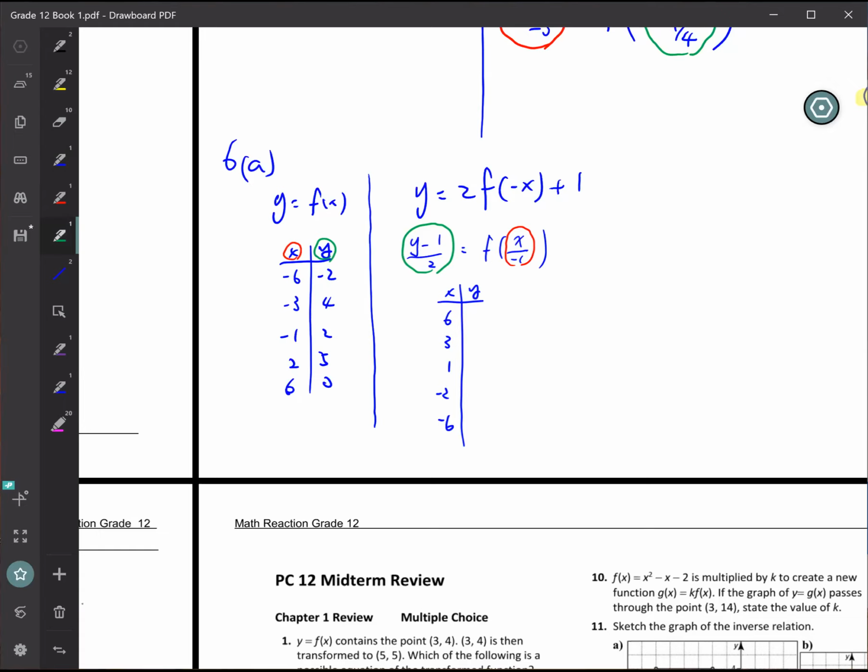So we need to times it by 2 and add a 1, okay? Times it by 2, add a 1. So before I forget, I can write it down. Times it by 2, add 1, just like in the video when we learn. So all the y values times it by 2, add 1. So -2 times 2, -4, add 1, so -3. Okay, so you do the same thing for the rest of them.